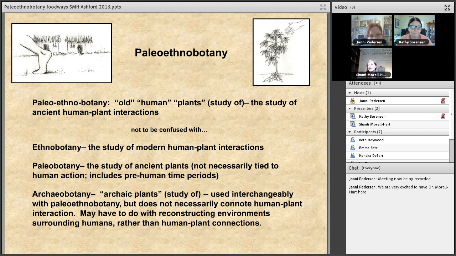So what is paleoethnobotany? It literally means the study of old human plants. All those words are kind of thrown in there. Effectively, it's a study of ancient human-plant interactions. So it's not to be confused with ethnobotany, which is studying similar sorts of things, but in the modern era, modern human-plant interactions. And it's not quite the same as paleobotany, which means studying ancient plants or ancient ecological interactions, focusing on plants. And it's not even quite the same as archaeobotany, although that is the term they prefer over the pond. If you're in Europe, for example, you wouldn't describe yourself as a paleoethnobotanist, but an archaeobotanist, even though they're very similar things. They're effectively the same thing for our purposes.